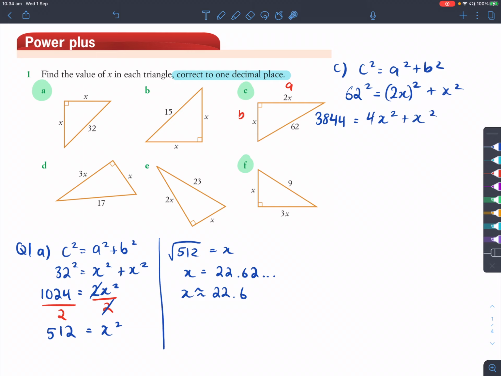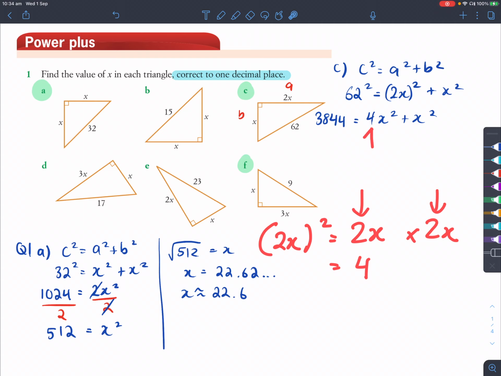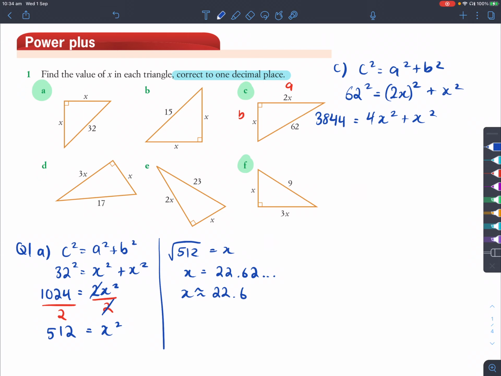Another way of looking at this is that 2x all squared means the same thing as 2x times itself. If we multiply those, 2 times 2 is 4, which we got here, and x times x gives us x squared, which is this part. So that's another way to explain that. Now, 4x squared plus 1x squared, if we add the coefficients together, we get 5x squared. So we have 3,844 equals 5x squared.